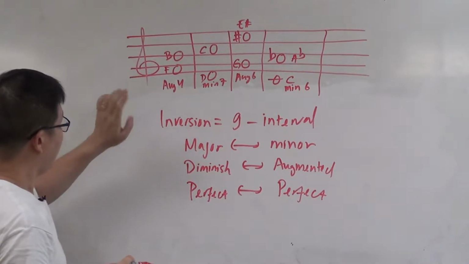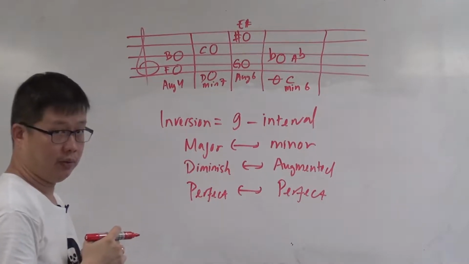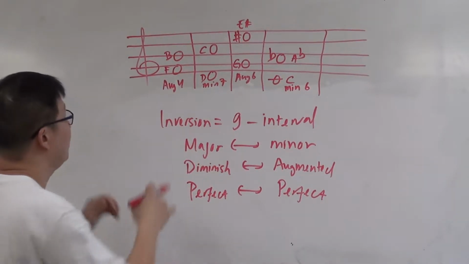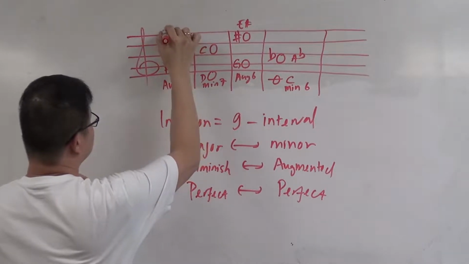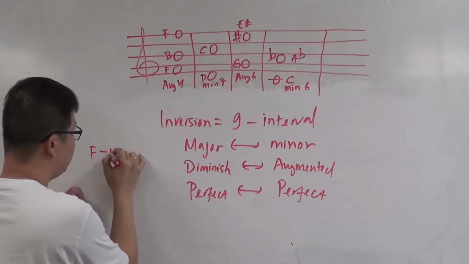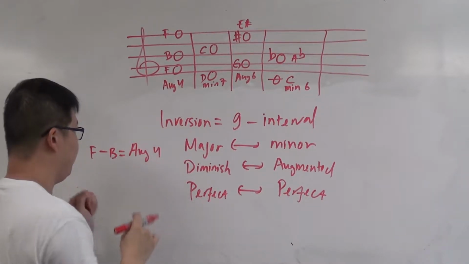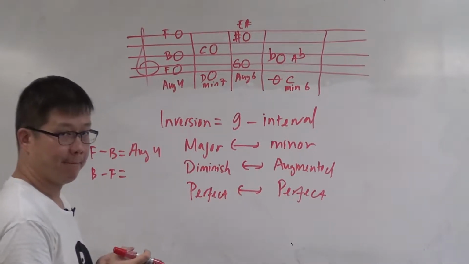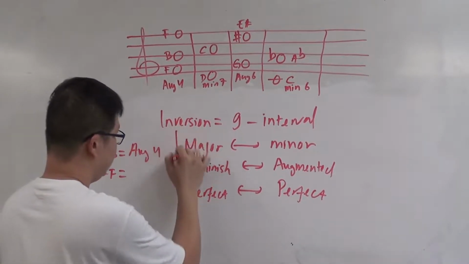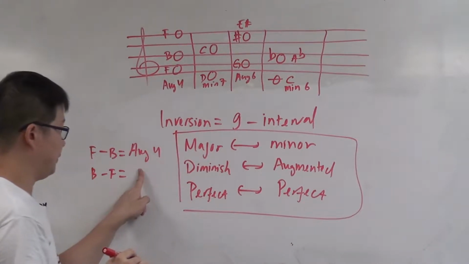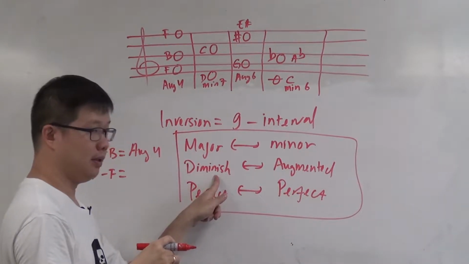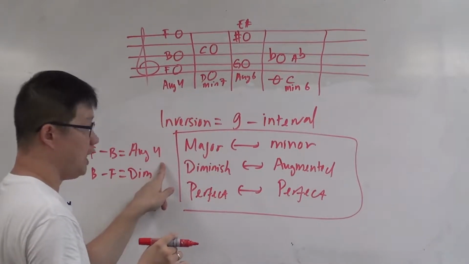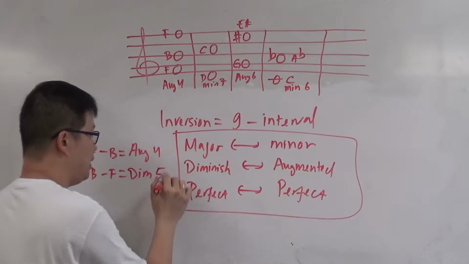Now, we know F to B is augmented fourth. When we inverse, what's going to happen? There are two possibilities. The B goes down or the F goes up. Now, let's put the F goes up. Now we know F to B is augmented fourth. If we inverse B to F, what is the answer? Now you look at here, augmented. If you inverse, it becomes diminished. So you put diminished, and 9 minus 4 is 5. The answer is diminished 5.